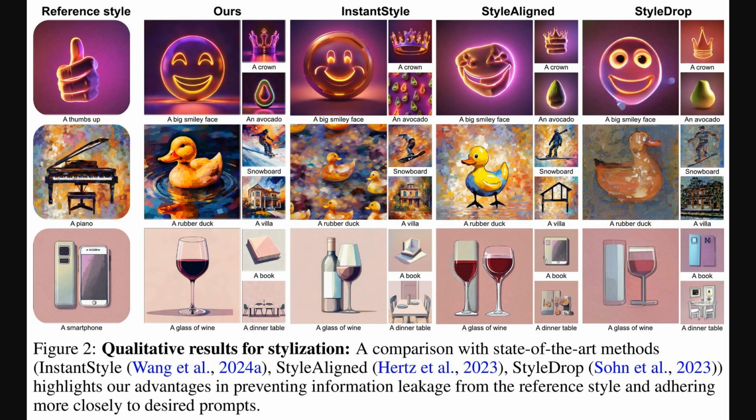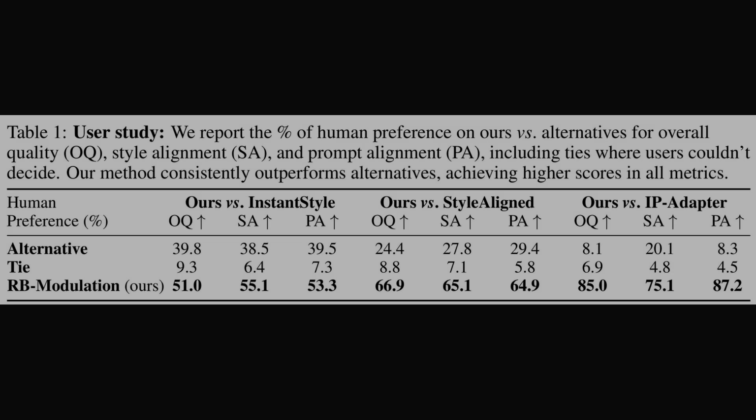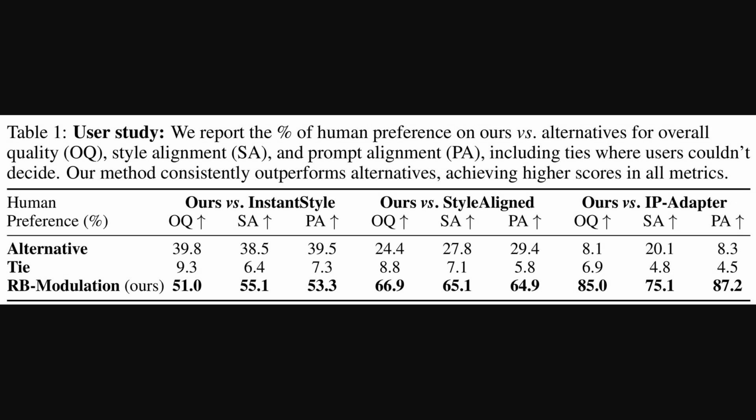Okay, so moving to the results. This figure really showcases the qualitative performance. It compares RB-Modulation, labeled hours, side by side with other techniques like instant style and style aligned. For instance, applying that thumbs-up style, RB-Modulation generates the requested smiley face or avocado, unlike others that leak the thumb shape. It visually demonstrates much better control, preventing that unwanted information leakage from the reference style image and adhering more closely to prompts.